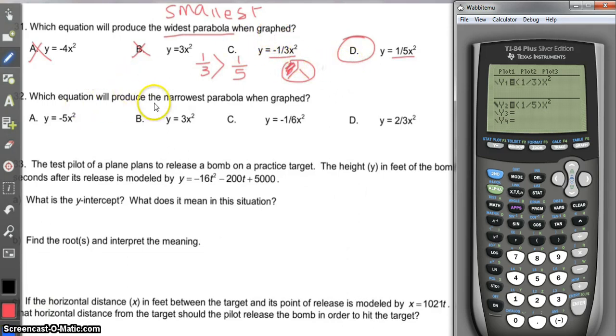Now, which equation will produce the narrower parabola? Remember, narrower means the bigger the number, the narrower it is. So as it gets greater than 1, it means it's going to be stretched. It means it's going to get narrower. So it cannot be any number that's less than 1; 2/3 and 1/6 are not. So it's going to be either 3 or 5. Since 5 is the bigger number, A is your answer.